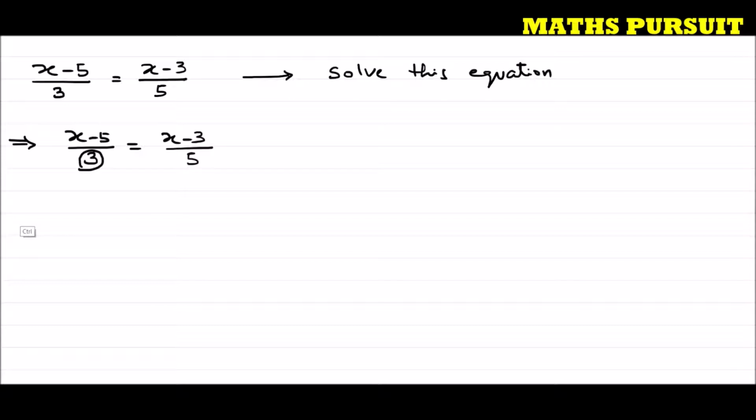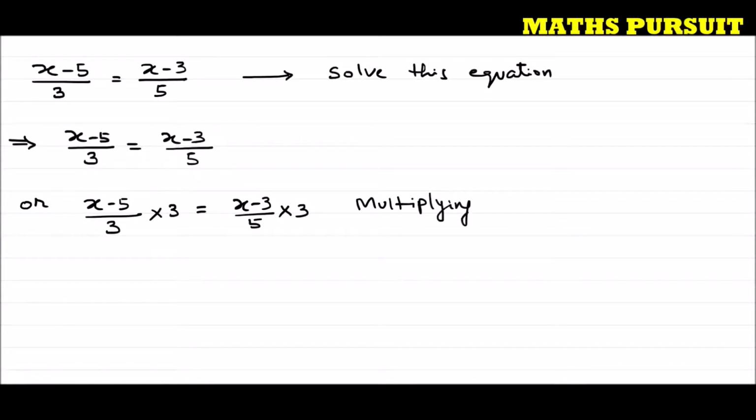Now I can write (x minus 5) divided by 3 into 3 is equal to (x minus 3) divided by 5 into 3, multiplying 3 to both these sides. You can easily understand why I am multiplying 3 to both sides: so that I can eliminate this 3 first.